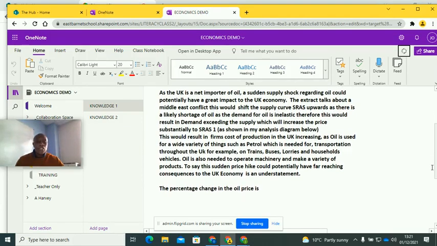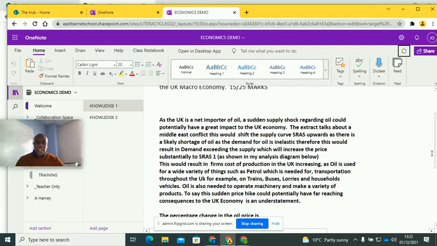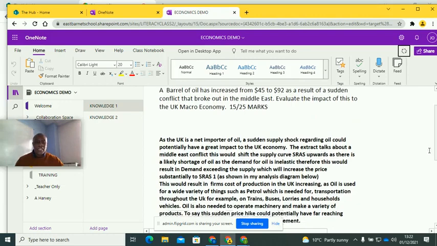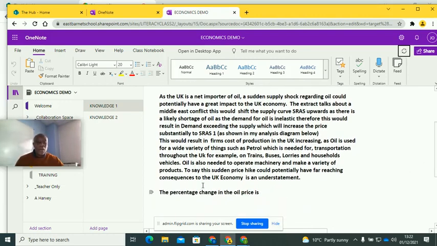The next thing I would then do will be work out the percentage change. After doing that, I will show what the percentage change is, what this implies, and then I will start my analysis. Okay, that's what you need to do, guys.